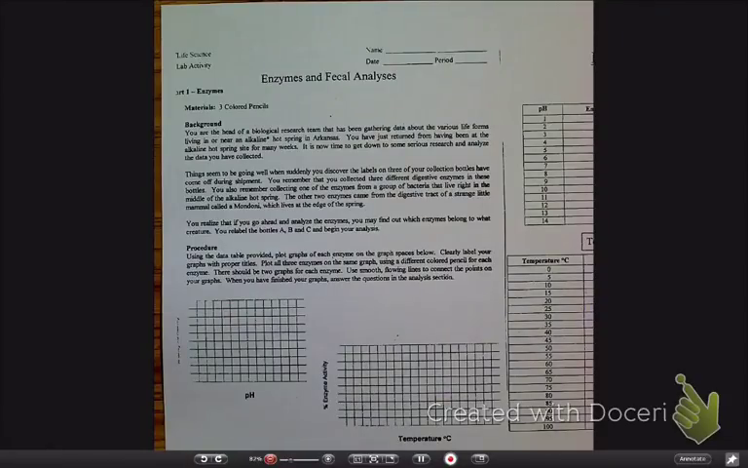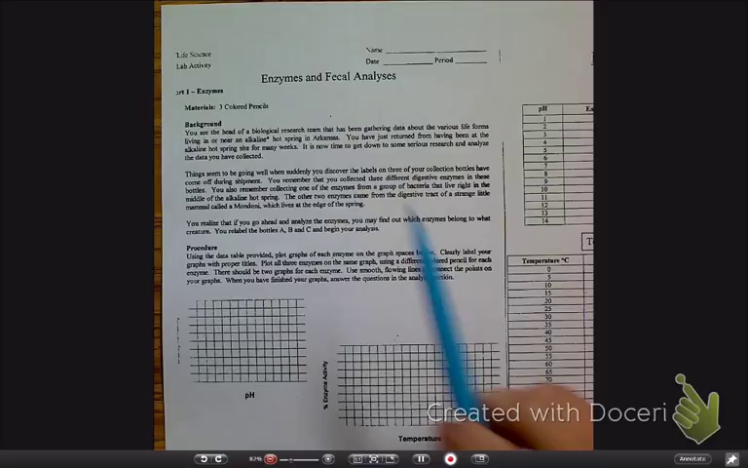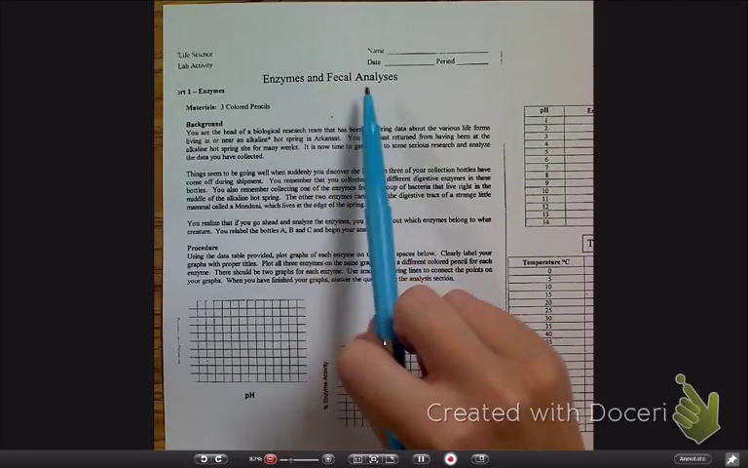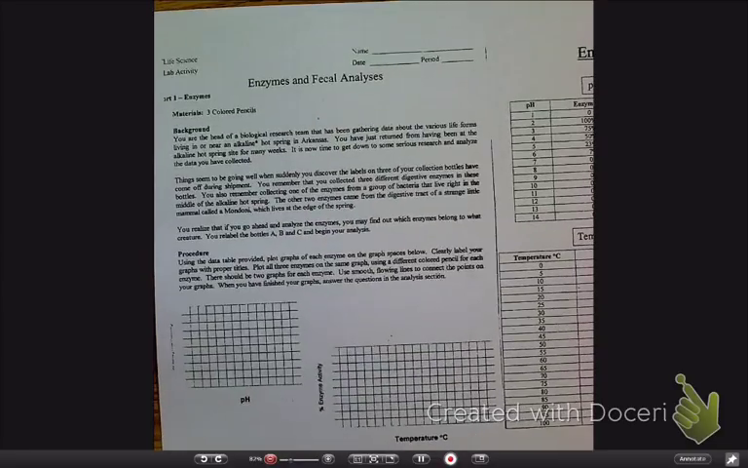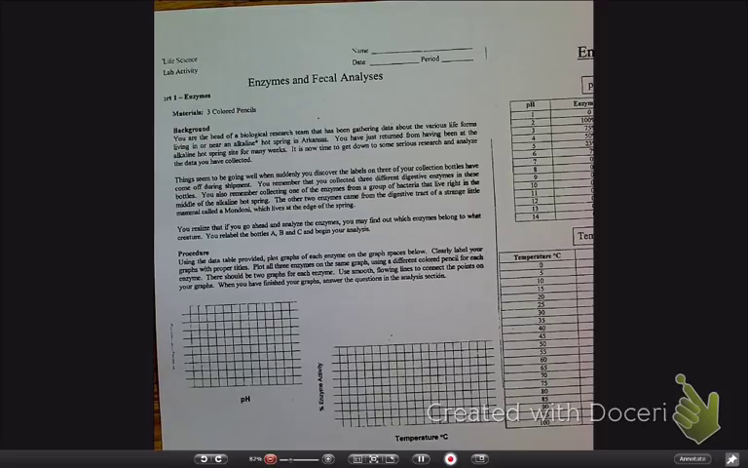Hey everyone, this is a really quick explanation about how to do the enzymes and fecal analysis assignment. When you read this introduction, it's going to tell you that you are a scientist and you were collecting enzymes from different environments, but you forgot to label your enzymes before you left.